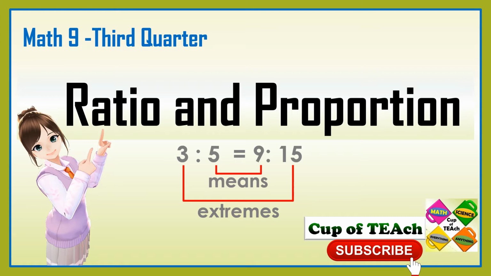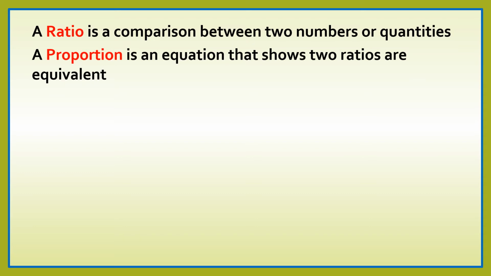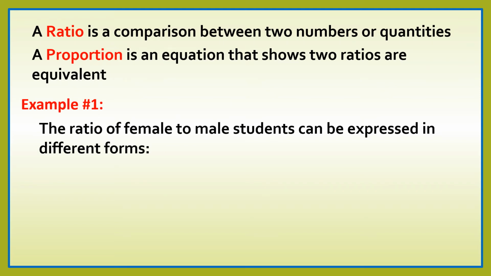This time I'm going to discuss ratio and proportion. A ratio is a comparison between two numbers or quantities. A proportion is an equation that shows two ratios are equivalent. For example, the ratio of female to male students can be expressed in different forms.